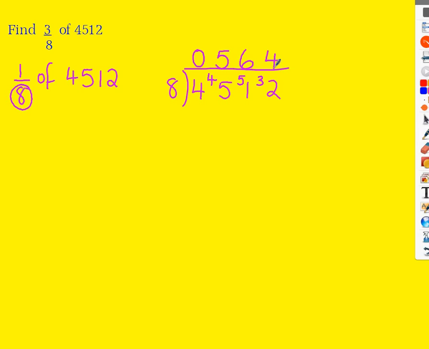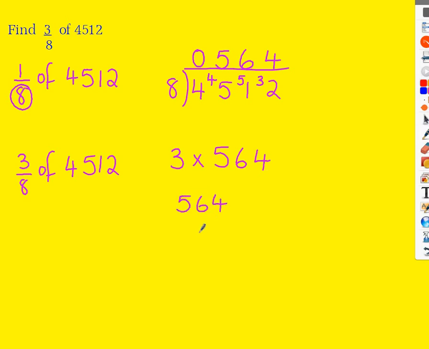Haven't finished the question yet. We've worked out what 1/8 of 4,512 is, and that's 564. But we want 3/8 of 4,512, so that's 3 lots of 1/8, so that's 3 times 564. Now I know there's lots of different ways you do your multiplication. Some of you will do the grid, some of you will do Chinese. I'm just going to put down a tower sum here as my method of working.